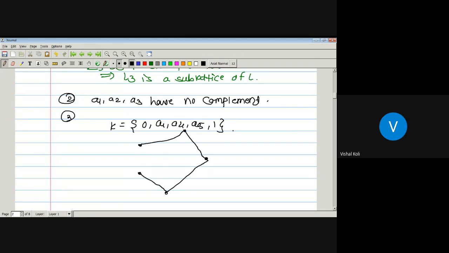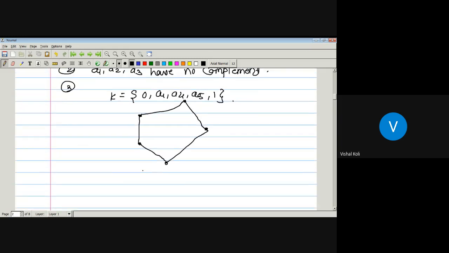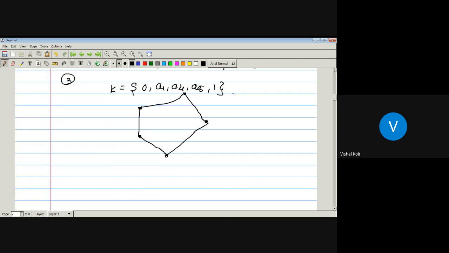Now first we have to check whether it is a lattice or not. A1 join A4, A4. A1 join A5, which is A5. A4 join A5, 1. A4 meet A5, which is I think A3. So here this K is closed under both the operations join and meet. It is a lattice. And since it is a lattice, it has a Hasse diagram. So this will be the Hasse diagram.